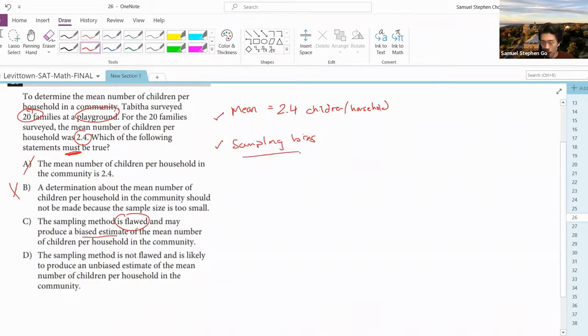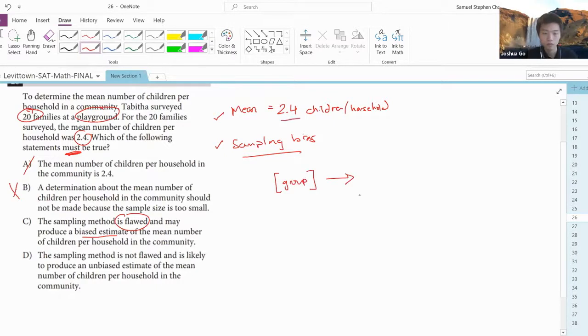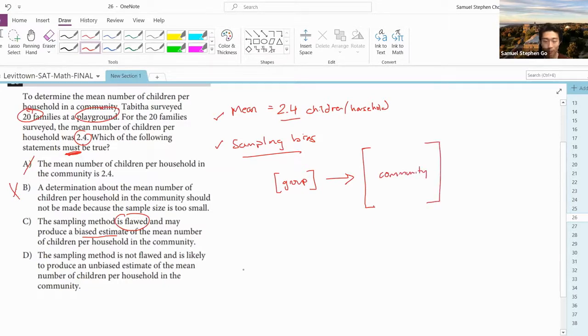Just to explain this concept again, you took this small group, and you're trying to say, oh, I found the mean was 2.4. Therefore, for the entire community, it must also be the same. That is a big jump. This arrow right here, I'm going to circle in green. This arrow was a very big jump. So C basically tells us that jump, that gap, is not good. So right now I'm leaning towards C.